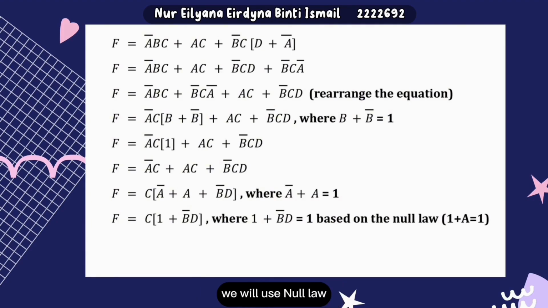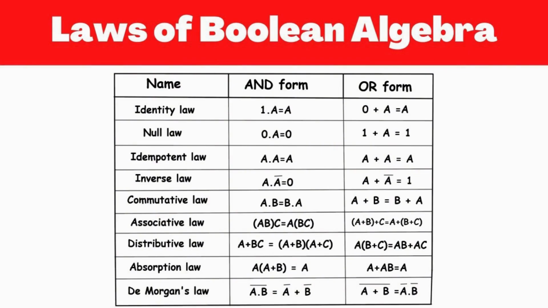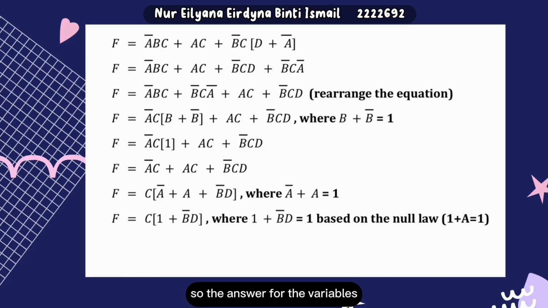So for this case, we will use the null law. Based on the null law, 1 plus any variable will become 1. So the answer for the variables in the bracket will be 1. After all the simplification, lastly we get F equal to C as the final equation for our project.